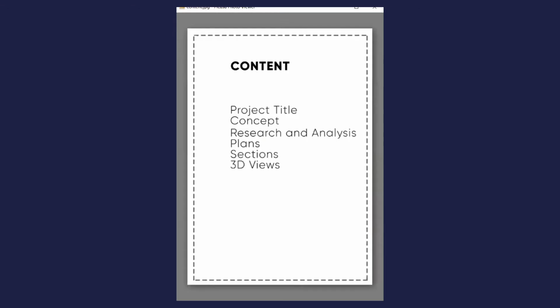So guys, here you can see what all contents are necessary for your portfolio design. First is going to be your project title. Then comes your concept. What is the concept of your project? And then the research and analysis behind your project, let's say with respect to your site, or if you have done certain research or analysis with respect to the project topic. You can put all of that under research and analysis. Then the plans: site plan, flow plans, all the plans are going to come under plans.